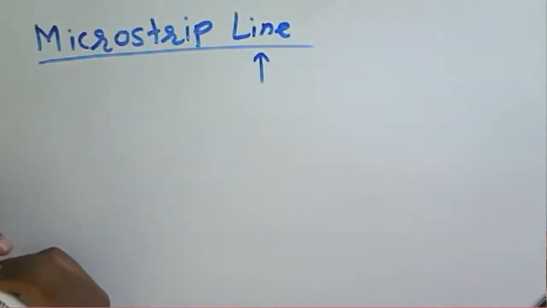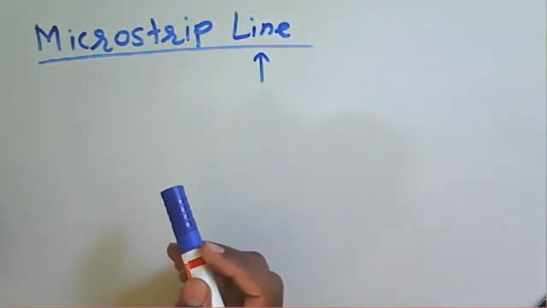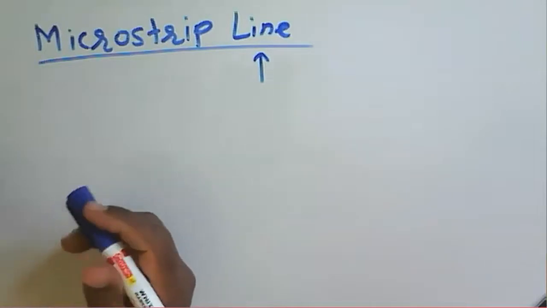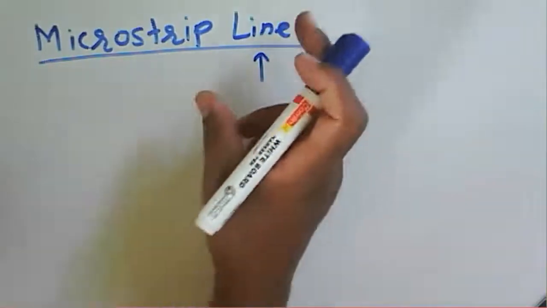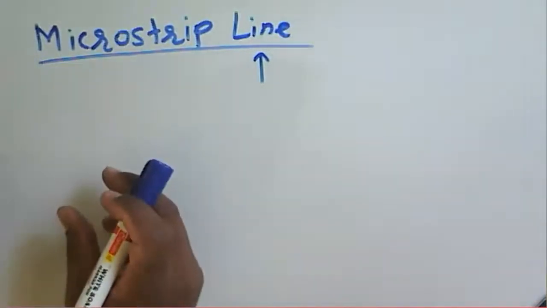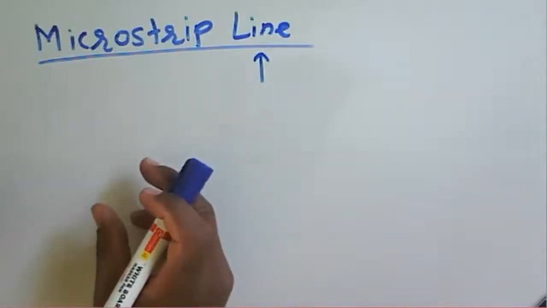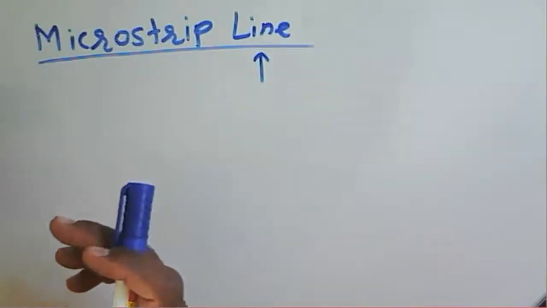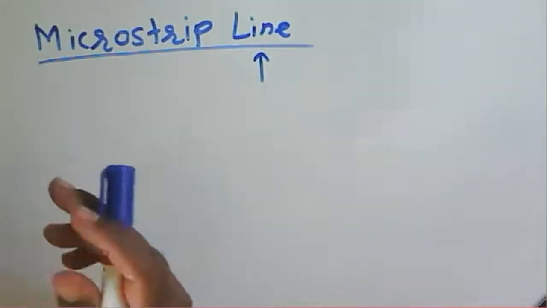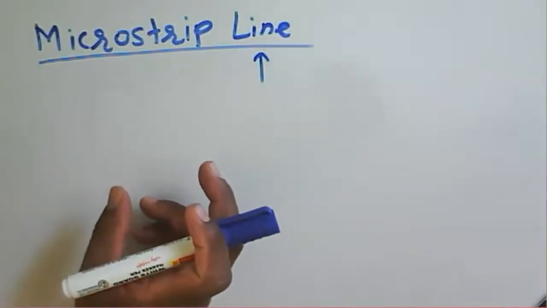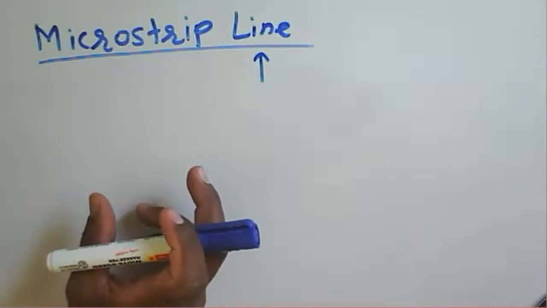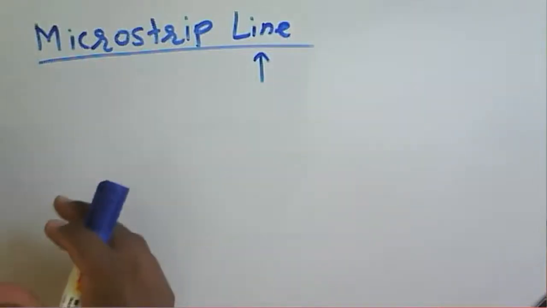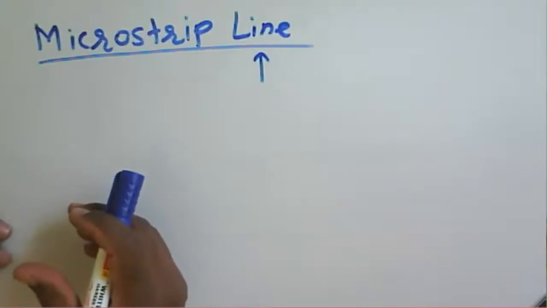We have seen earlier the conventional lines, that is, the two wire transmission line and the coaxial cable. Those lines work at low frequencies, and again they have losses. If you consider the two wire line, there will be radiation losses, and in the coaxial cable again there will be radiation losses. But the microstrip line is designed using a small strip configuration so that the radiation losses are less here. In general, the radiation losses are directly proportional to the square root of the frequency.